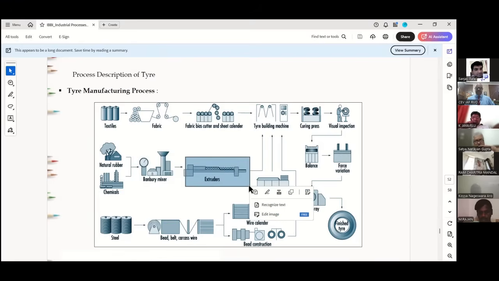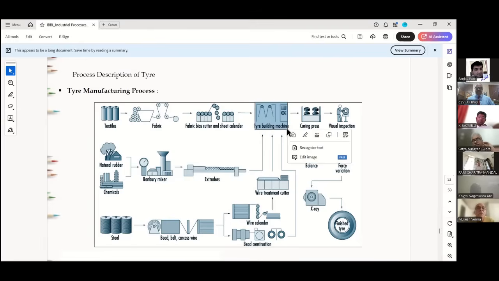Okay. What is the function of the extruder here? What will it do? The mixture that has come, it will give it shape. It will fuse it. It will convert it into the rubber sheet. Yes, it converts it into sheet. Okay. And this sheet goes to the tire building machine.